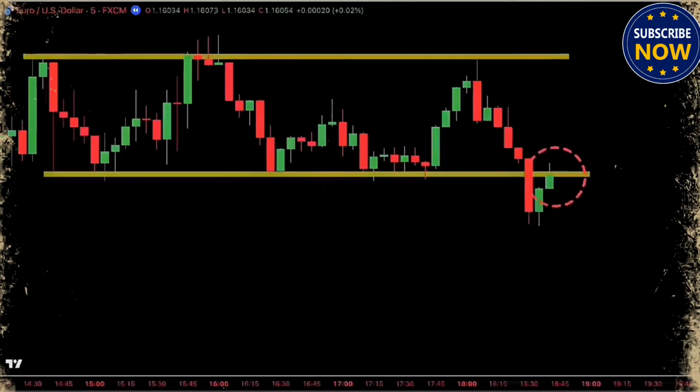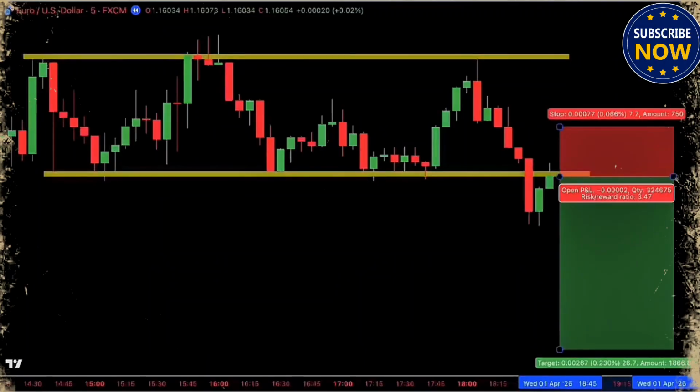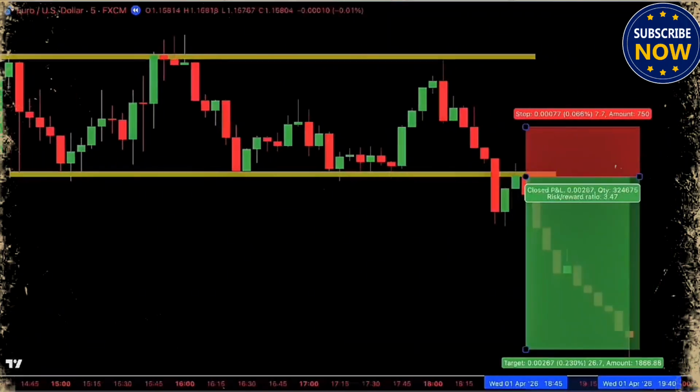Now we execute the trade. We place our entry at the close of the bearish pin bar, set our stop loss above the resistance level to protect our position, and target the next key level on the chart. And as you can see, after entering the trade, the market continues moving downward and reaches the target.